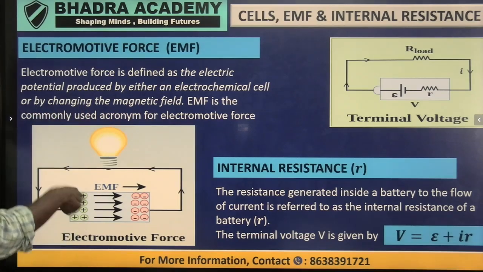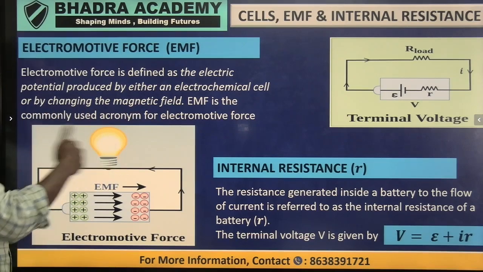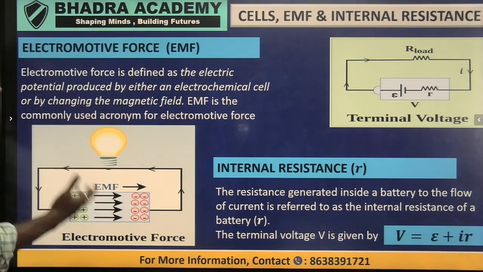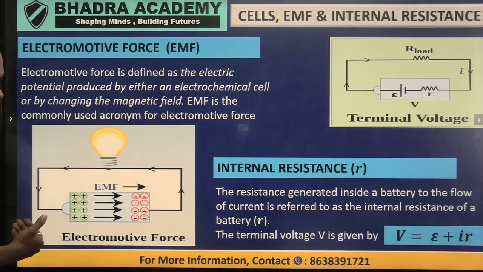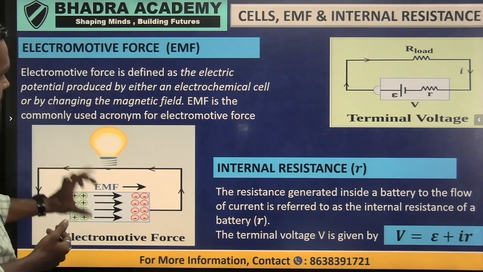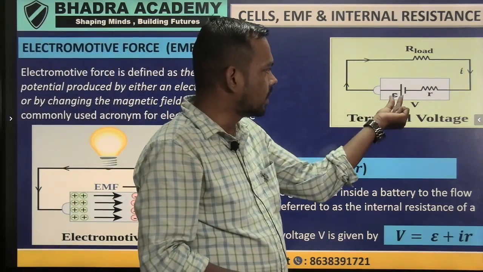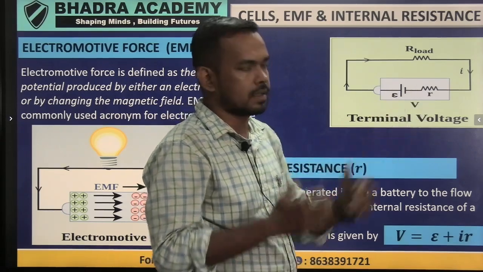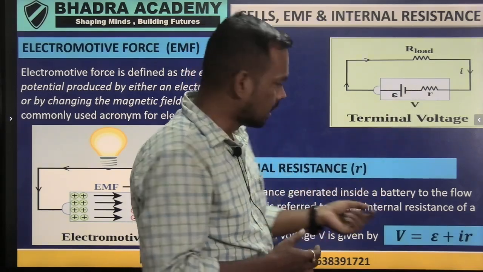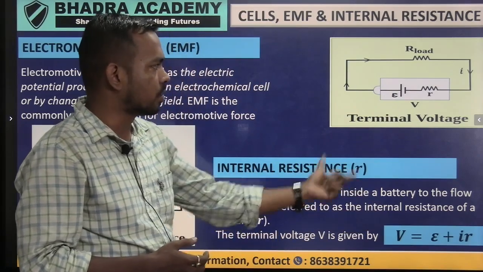It is the force through which the charged particles are moving through the circuit, and that is what is known as the current, and we get the electricity. Similarly, a cell contains the EMF that is generated, and it also has certain obstruction or resistance that is known as the internal resistance.